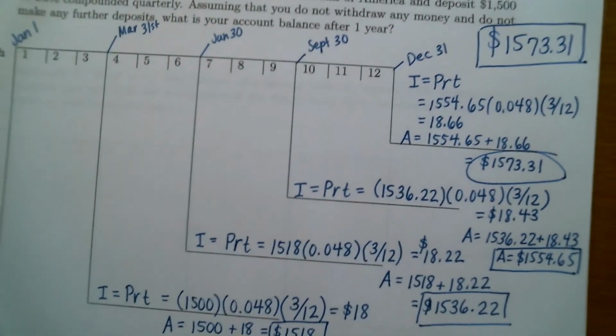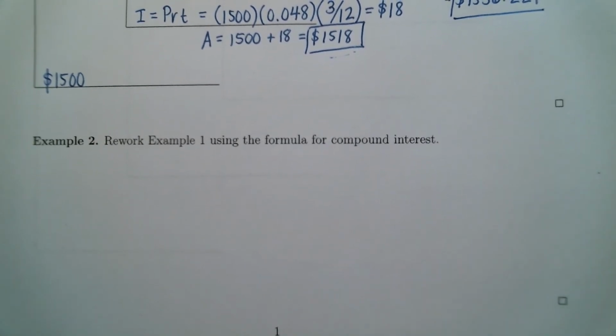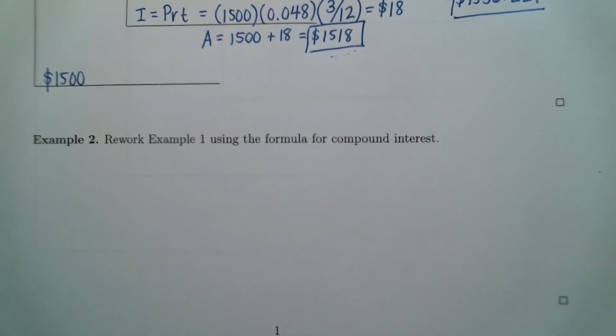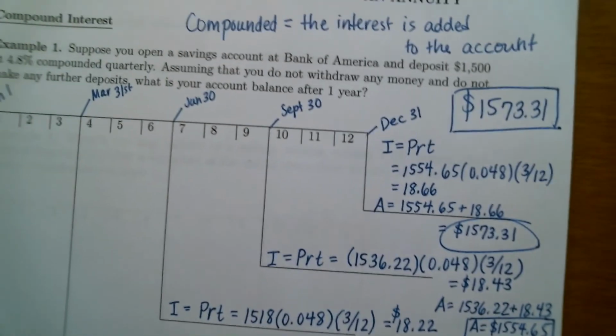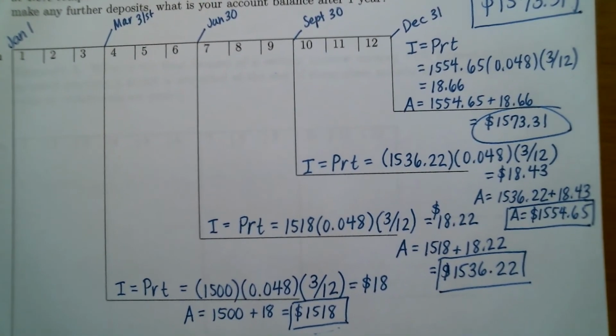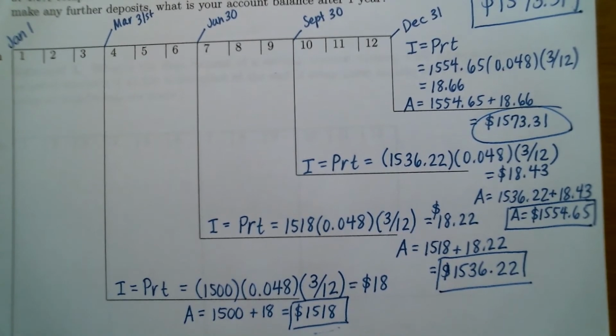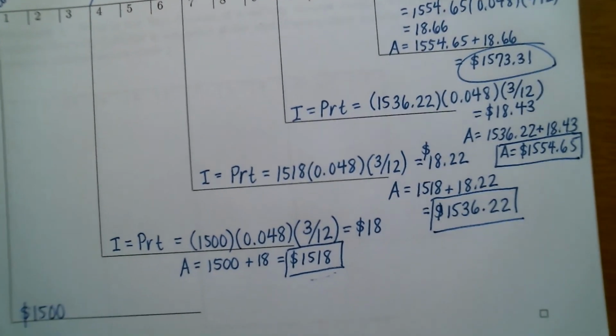All right. In example 2, we are going to rework this example that we just mapped out, but we're going to use the formula for compound interest. Obviously, this mapping out process really helps you understand what's going on behind the scenes, but it's not feasible. This was just saving money for 1 year with the interest compounded every quarter. Imagine you were doing this for like 25 years and you were compounding the interest monthly. You can't map this out. You're going to have to use a formula to get your amounts.